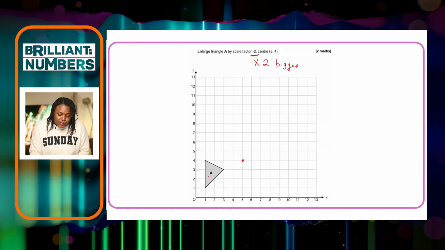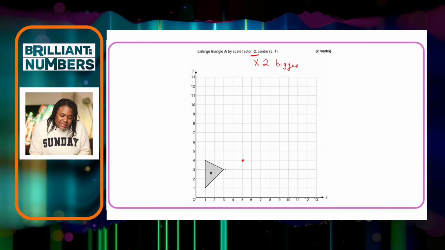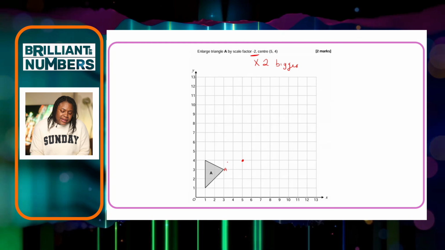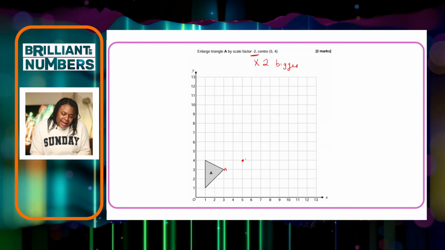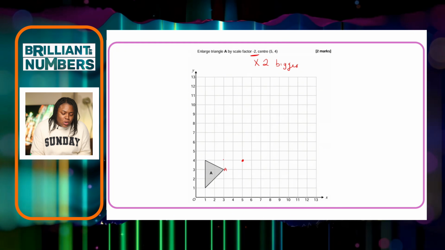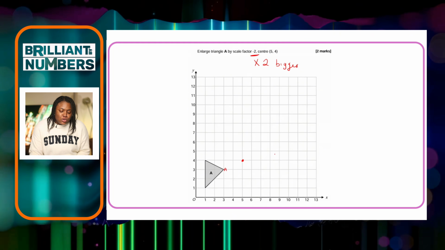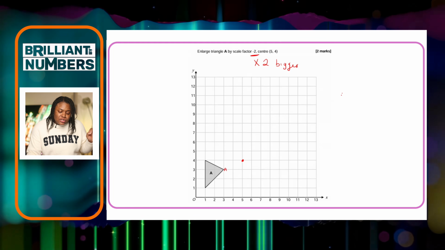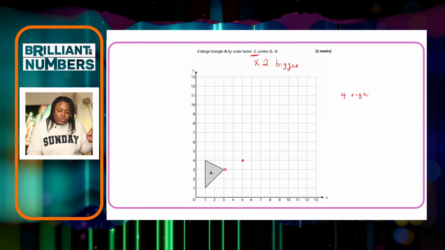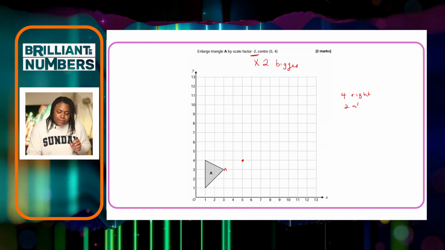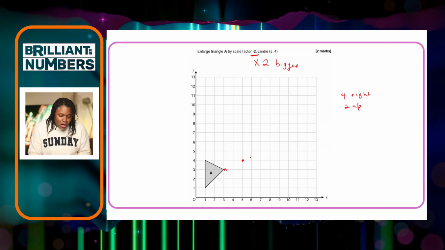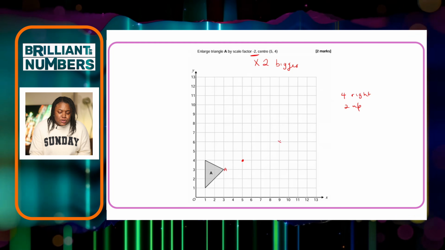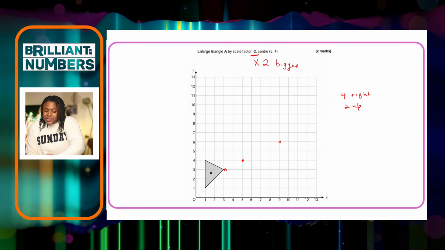So we need to first of all count how we got from the center to the first point here. Let's just call the first point A. To get from the center to A, we went 2 across, 1 down. So we went 2 left, 1 down. We're going to need to go 4 right, 2 up. So from center, 1, 2, 3, 4, 1, 2 up. We're doubling the distance, but in the reverse.